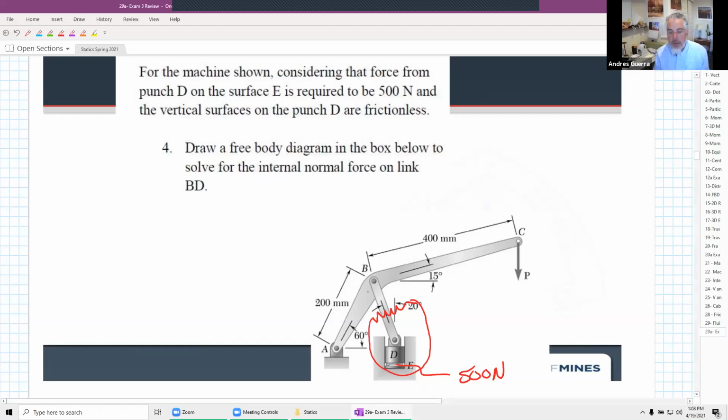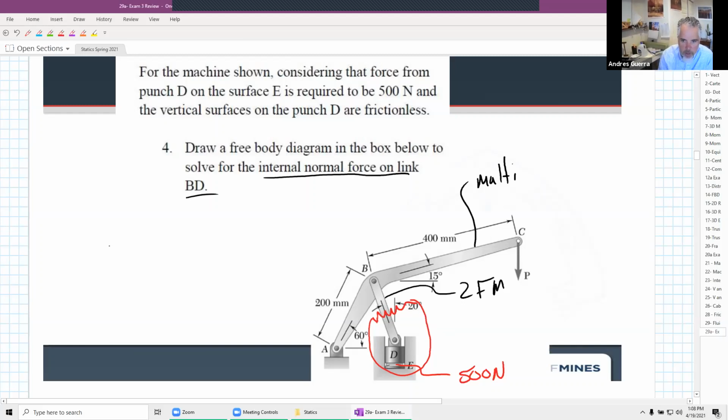And actually that reminds me, we should have talked about the type of members we have in this. B to D is a two-force member, isn't it? A, B to C, this is a multi-force member. So that is really going to help us as well, because if we're looking to find the internal normal force on link B to D, well, there should only be a normal force because it's a two-force member. So let's draw our FBD here.